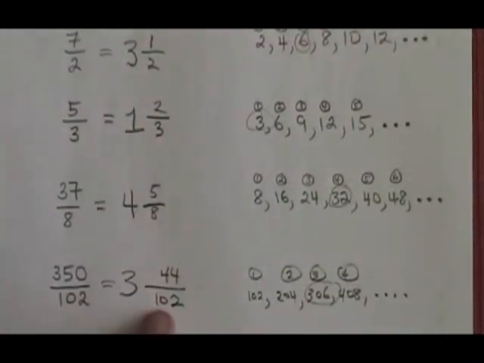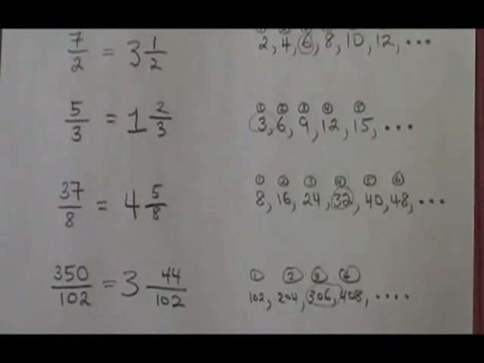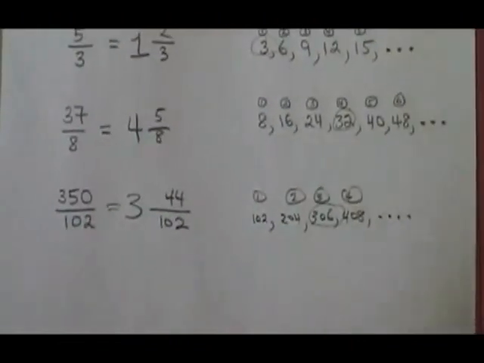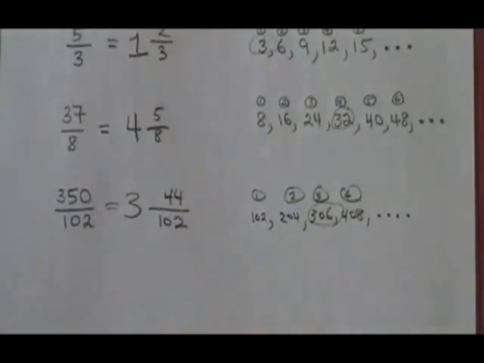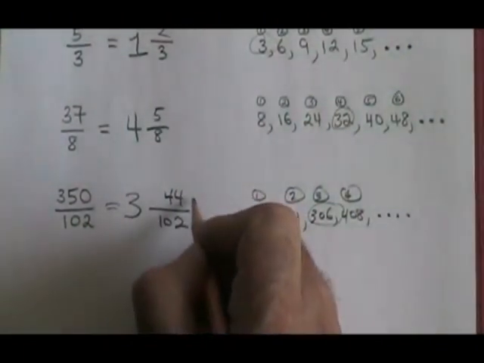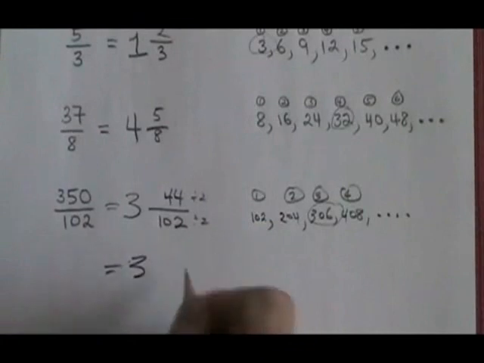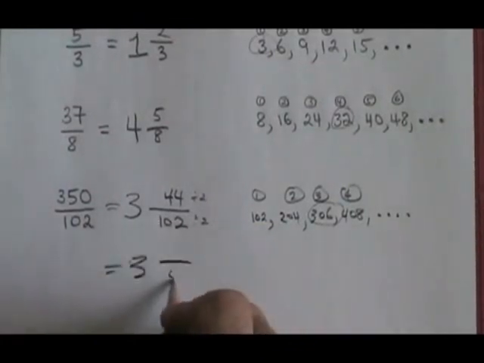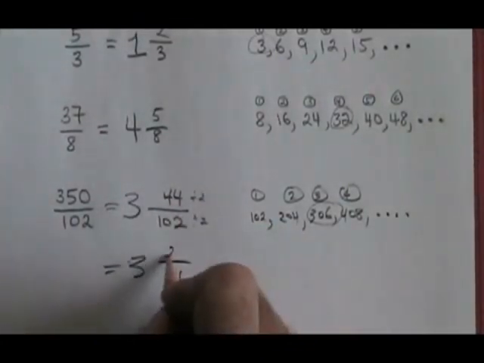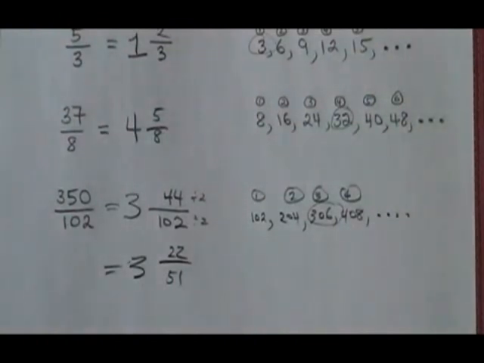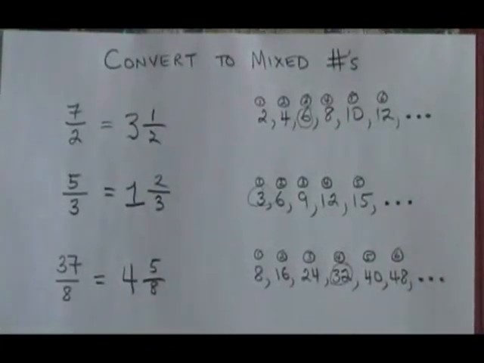But this can still be simplified. I can reduce the fraction. 44 and 102 have a common factor of 2. So if I divide each of them by a 2, 102 divided by 2 is 51, and 44 divided by 2 is 22. I have 3 and 22/51 as my final answer. It cannot be reduced further or simplified further. This is how you convert improper fractions to mixed numbers.